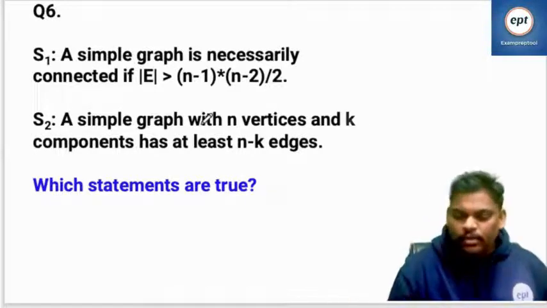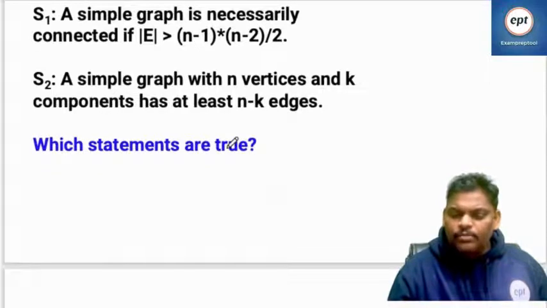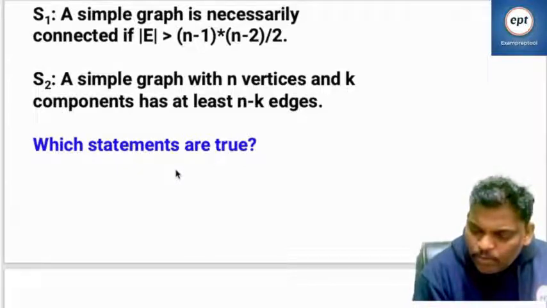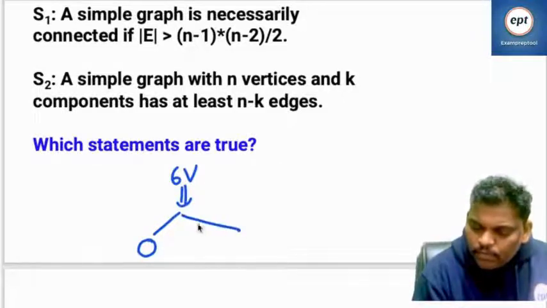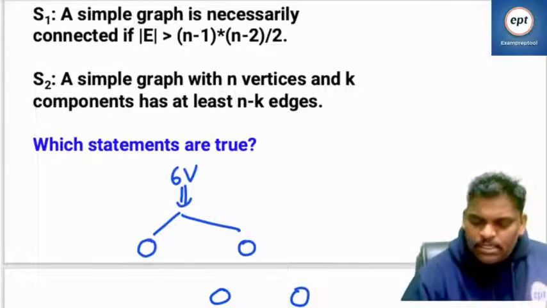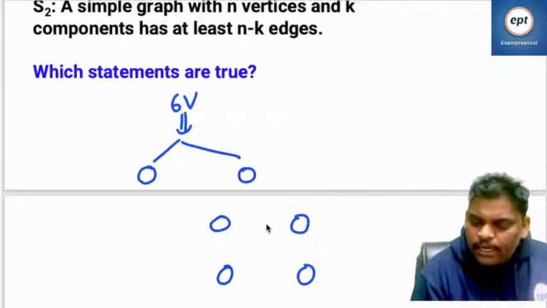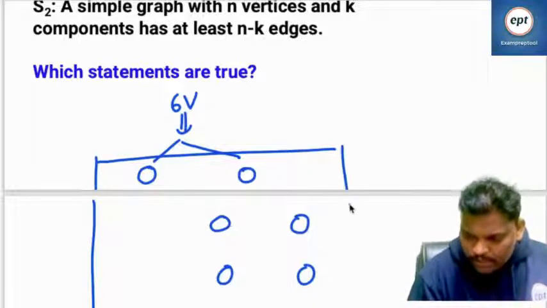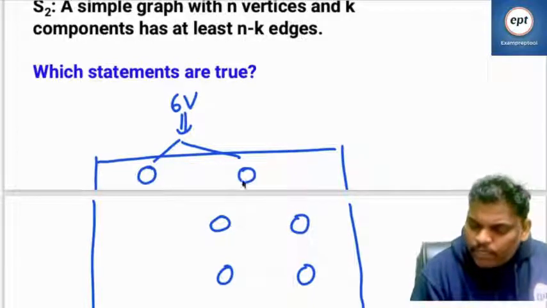Now see, one time see. Everyone listen, very interesting problem. There are 6 vertices. One vertex this side, five vertices this side. Can you see this? Totally 6 vertices: 1 vertex this side, 5 vertices this side.